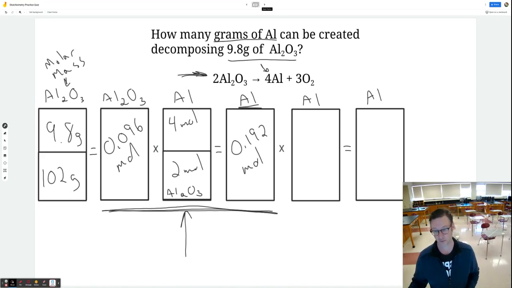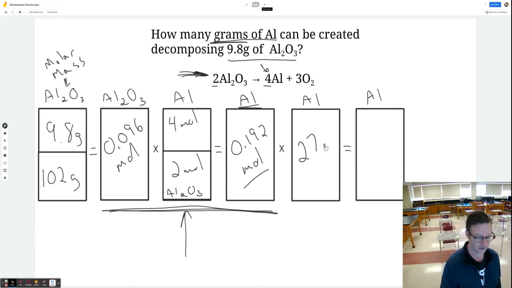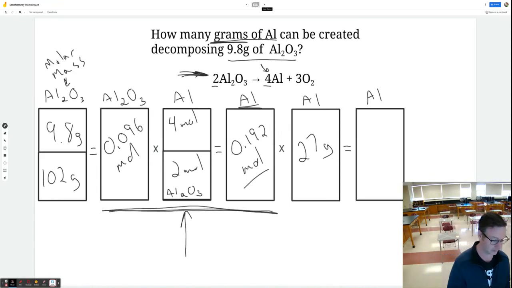Okay, so if we start with 0.096 moles of aluminum oxide, we should be able to produce 0.192 moles of aluminum. And again, it's a 2-to-1 ratio, so we get twice as much in terms of moles. The chemical equation is always written in terms of moles. All right, now if we want the grams, because that's what the question asks, the next step, which is really the last step in this problem, is multiply the number of moles times the molar mass of aluminum. From the periodic table, aluminum has a molar mass of 27. So 0.192 times 27 is 5.18 grams.